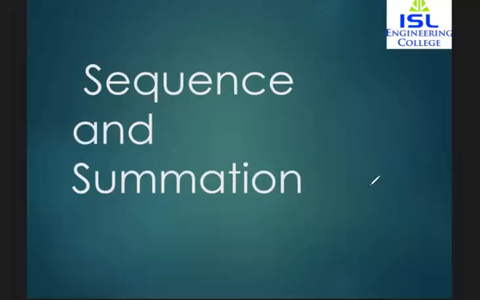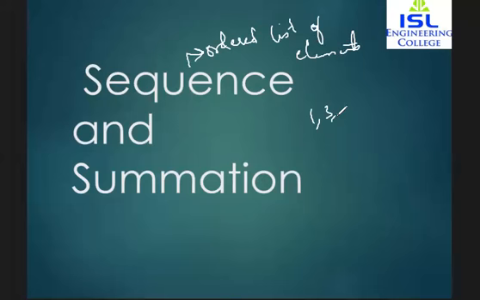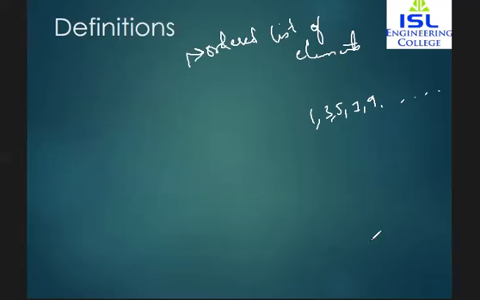After that, we have sequence and summation. So what do you mean by a sequence? A sequence is an ordered list of elements. So if you have a sequence with a few terms, suppose I'm talking about the sequence of odd numbers, we will have 1 3 5 7 9 etc. And similarly, we can talk about an infinite sequence, okay. If you define a sequence formally, it is a function from a subset.